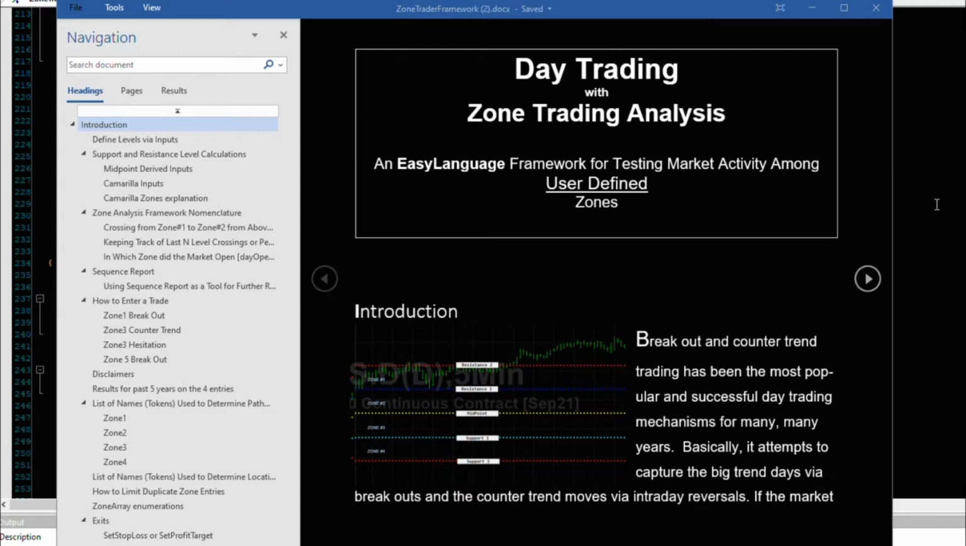One, of course, is there's no overnight exposure. When you go home, you know what your position is, you're delta neutral. And you know when you come in the next morning, your account balance is going to be the same as it was when you left the day before.